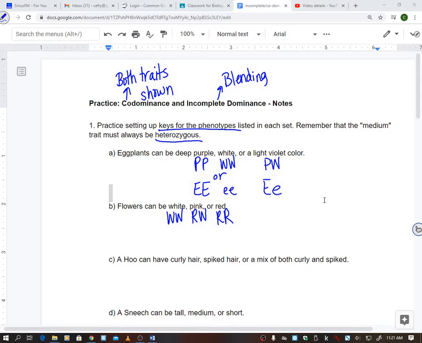Okay, C. A who can have curly hair, spiked hair, or a mix of both curly and spiked. So once again, I see that mix right away. So that's my mix. I can have curly hair, I can have spiked hair, or I can have a mixture of both. So I can have the curly hair gene and the spiked hair gene, and I have both now. All right.